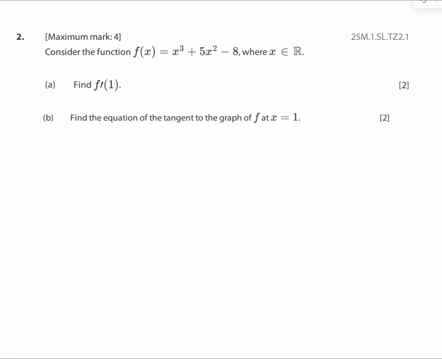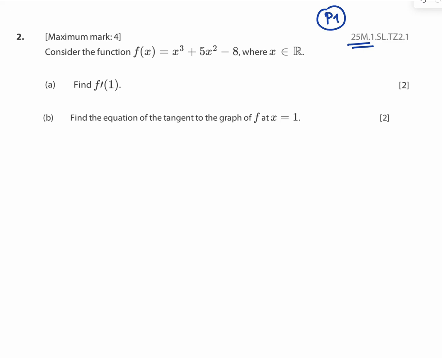Okay, this is question 2. This is another past paper IB question from May 2025, and we are talking about paper 1, which is a non-calculator paper. Let's check the question, which is for 4 marks.